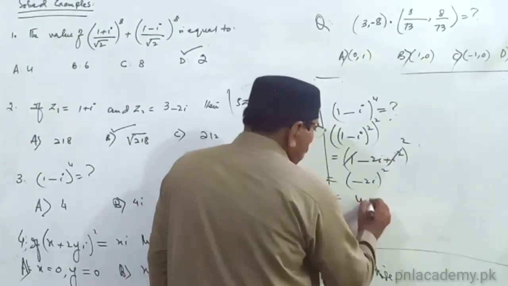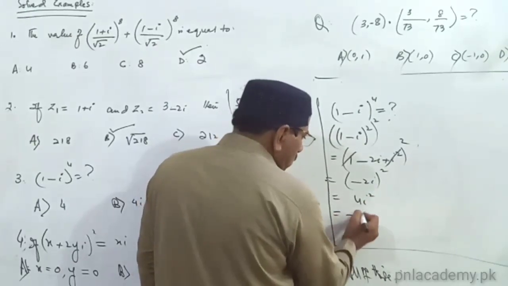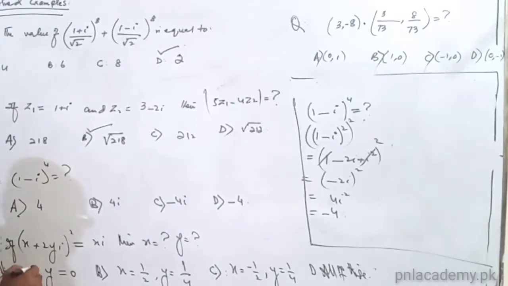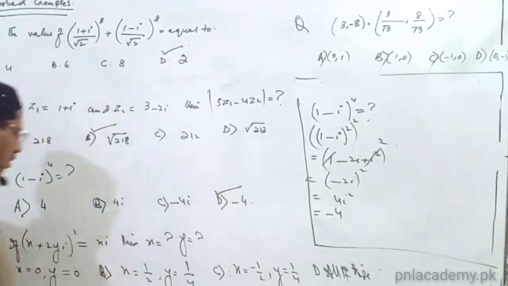So this will be 4 iota square. Iota square value is minus 1. 4 into minus 1 means minus 4 should be the correct answer. According to this, this will be the correct option.